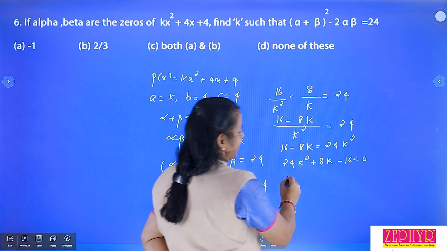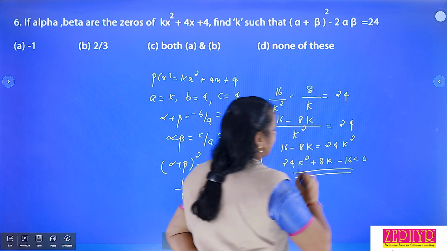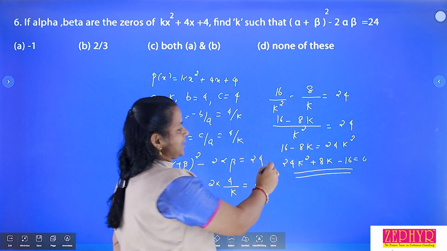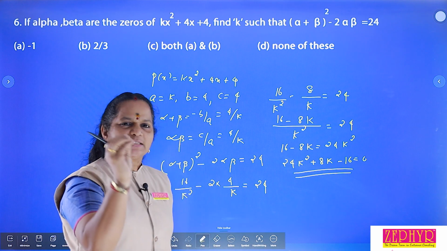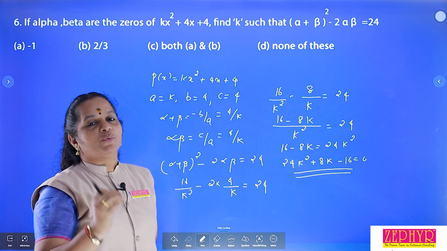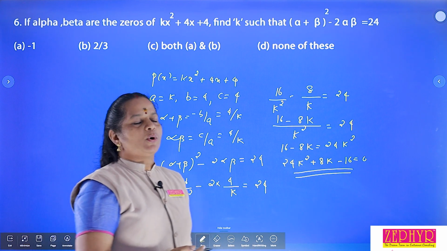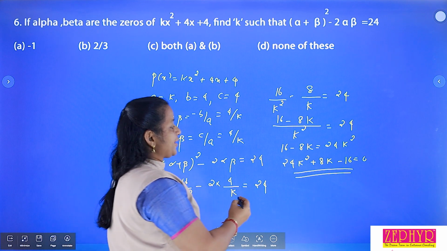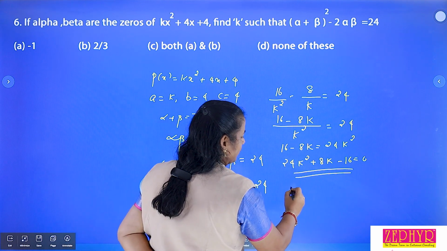Okay, so we get a quadratic equation in terms of k square. Then the next step, what can we do here? Cancel out the common factor, then we get a simple quadratic equation in terms of k and find out the value of k. How can you find the quadratic solution for an equation in terms of k? What's the equation?